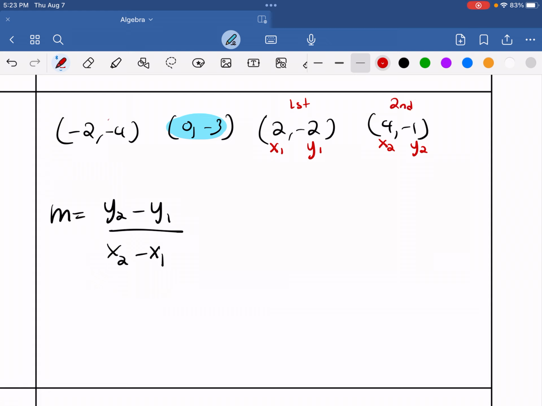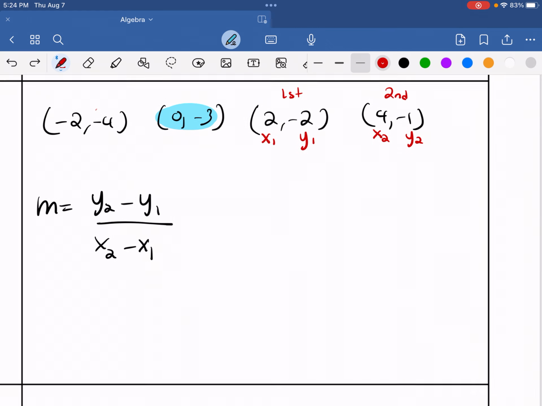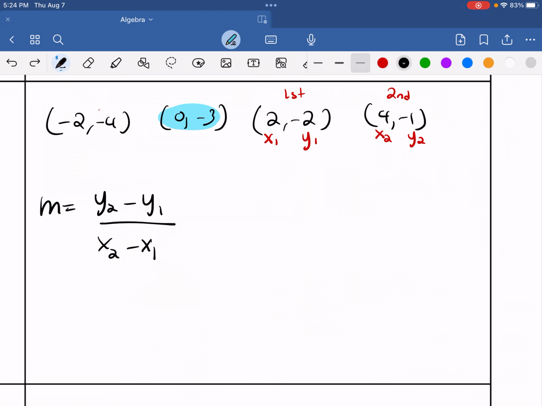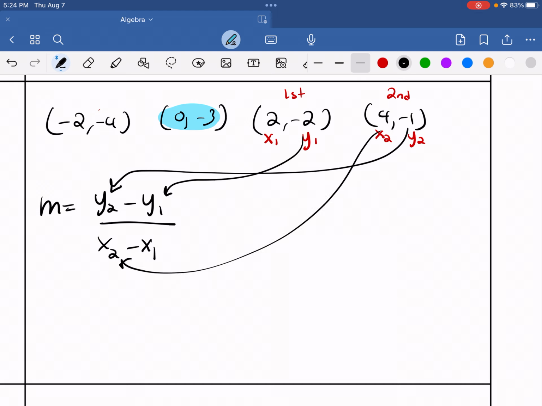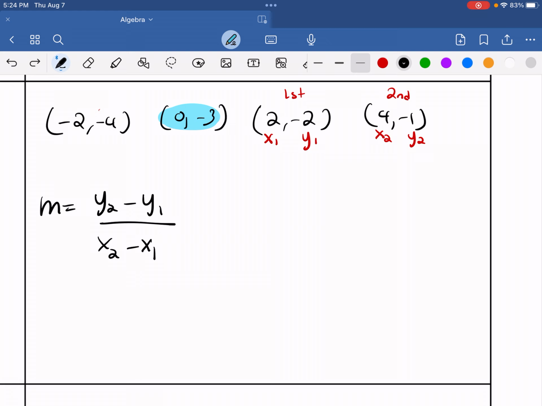You could have picked the first one. You can pick this one and this one. You can pick this one and that one. It doesn't really matter. And now we plug everything in where it goes. It says y2, so that would be -1 first, and then y1. And then on the bottom, x2, 4, and then 2. Right, so in order, y2 would be -1 minus y1, -2, x2, 4, minus x1, 2.